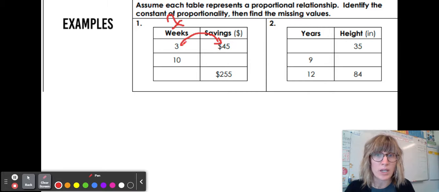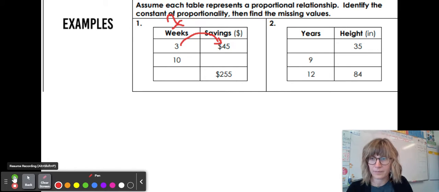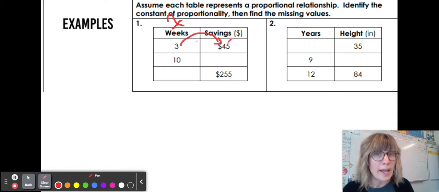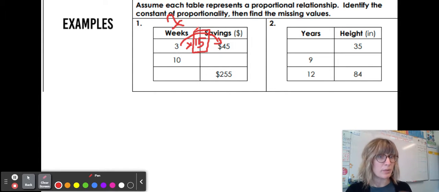So in this first example, we could think about, well, what did we do to this 3 to turn it into a 45? 3 is smaller than 45, so what did we multiply it by? We know that 45 divided by 15 gets us 3, or 3 times 15 gets us 45. So in this case, we're multiplying by 15, right? If we were thinking of it like a fraction, we essentially would be multiplying by 15. In this case, we call it a constant of proportionality.